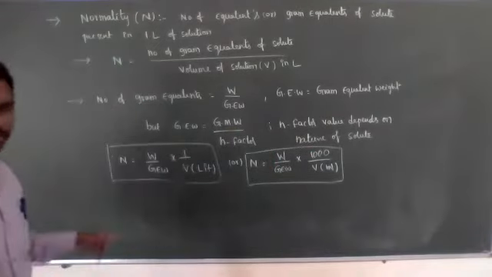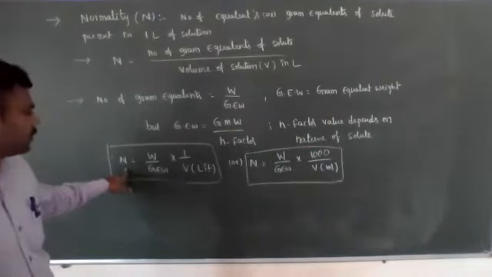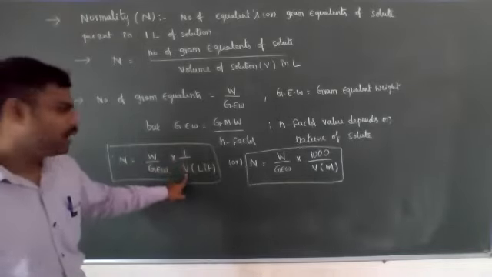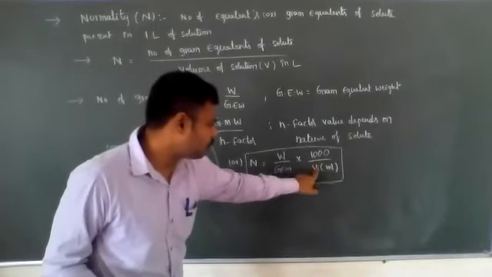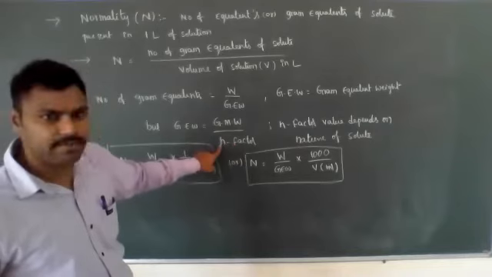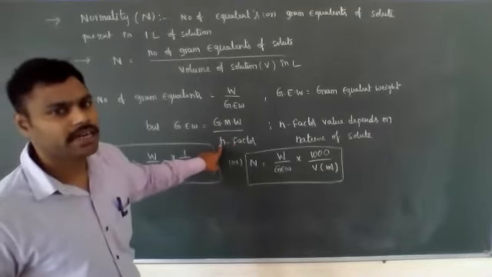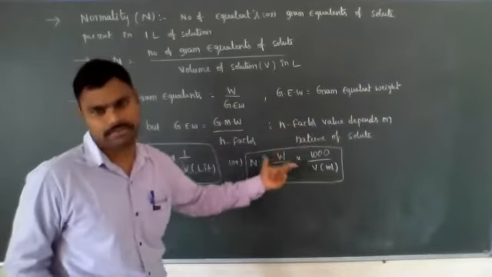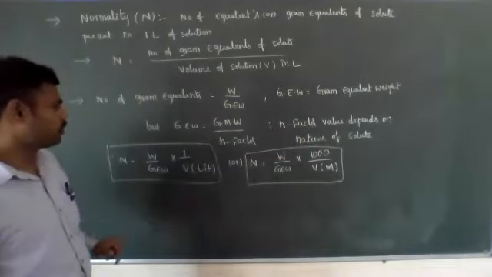Understood, Rani? So the normality formula is equal to weight by gram equivalent weight into 1 by V in liters, or weight by gram equivalent weight into 1000 by V in ml. But the gram equivalent weight is equal to gram molecular weight by n factor. What is n factor and how to calculate n factor values for solute, I will tell you stepwise. So this is an important formula.